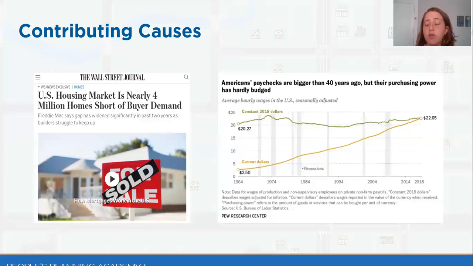And at the same time that real prices for homes and rent are going up, median real wages, that is, once you account for inflation, are not keeping pace with that rising cost of housing. So there are two contributing issues. We're going to focus on the supply side of the problem, as that is something we have some control over at the local level.